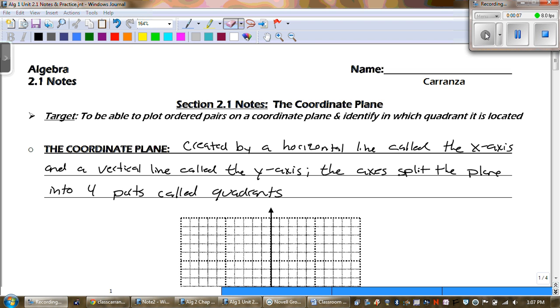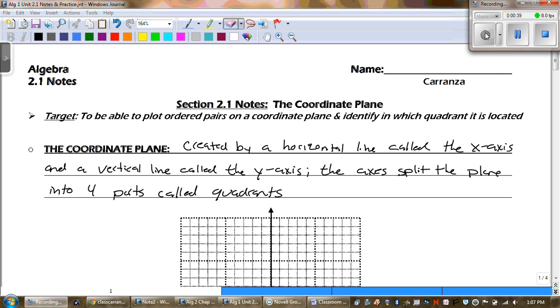Today we are talking about the coordinate plane. Our learning target today is to be able to plot ordered pairs on a coordinate plane and identify in which quadrant it is located. So, if you take a look, the first thing I have is the definition of the coordinate plane. The coordinate plane is created by a horizontal line called the x-axis and a vertical line called the y-axis. The axes split the plane into 4 parts called quadrants.